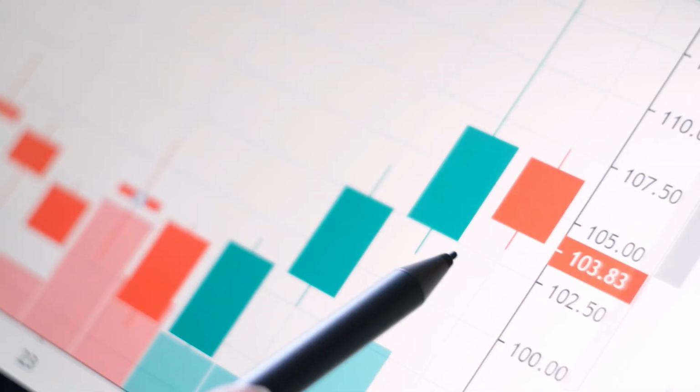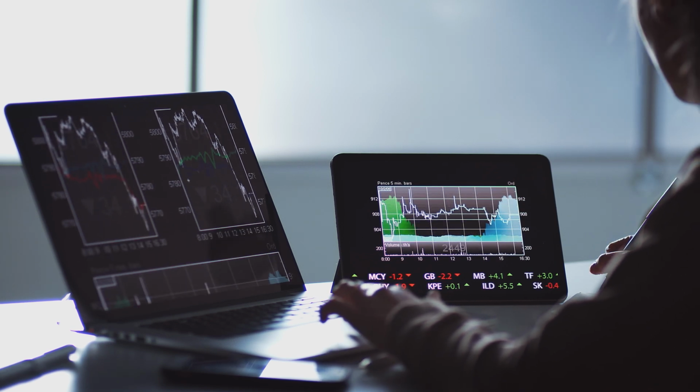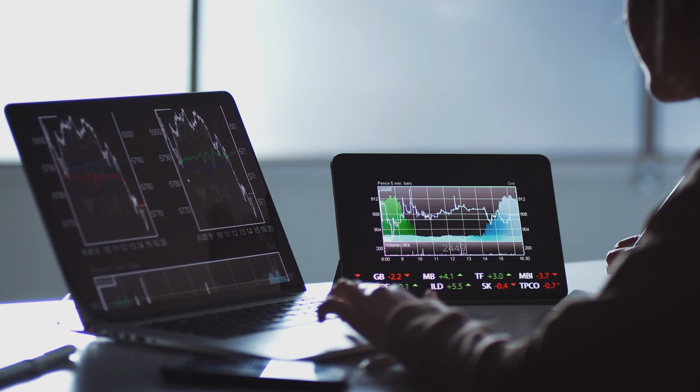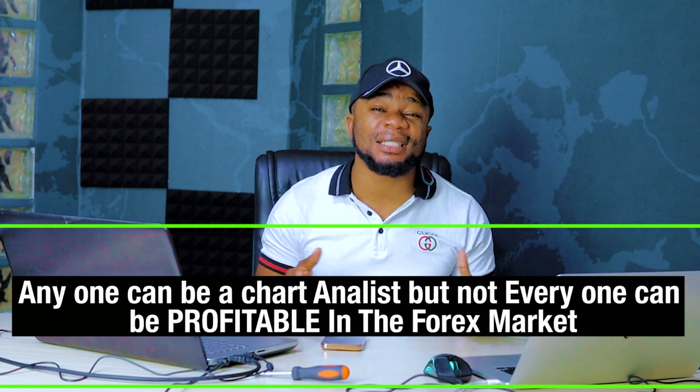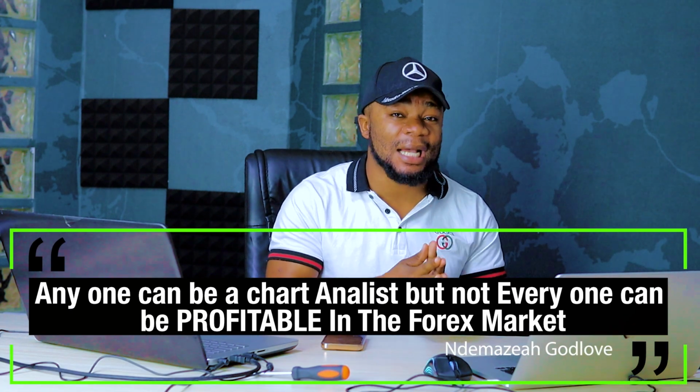Any person can be a chart analyst. Any person can analyze the forex market. Any person can open the chart and analyze and tell you about support and resistance, demand level, supply level, liquidity, and all of that. But not everyone can be a profitable forex trader. Not everyone can trade. Everyone can be a forex analyst, but not everyone can trade.